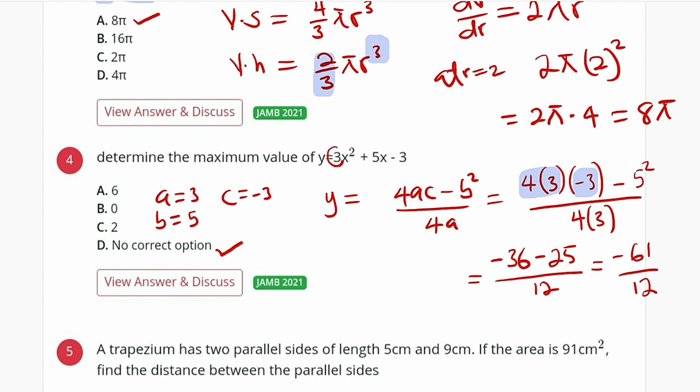When the leading coefficient is positive, we get an open up parabola. And in an open up parabola, we have the minimum value, not the maximum value. So we should not have wasted our time solving the problem because we have a minimum here, not a maximum. So let's go to question number 5.